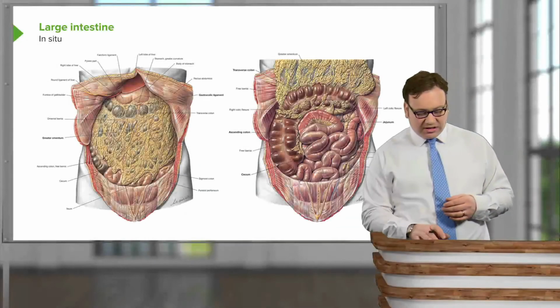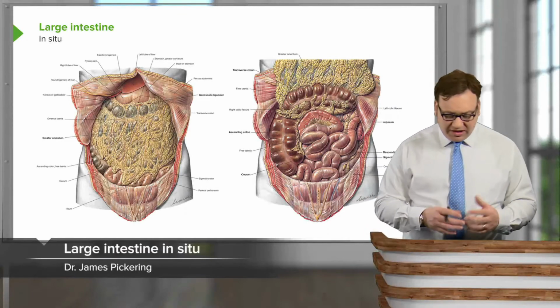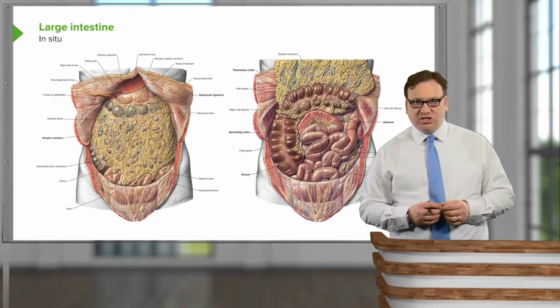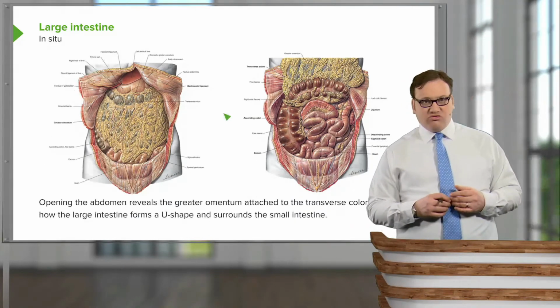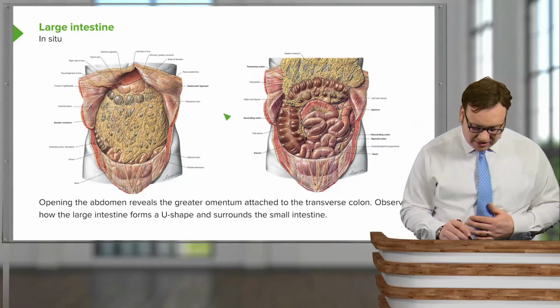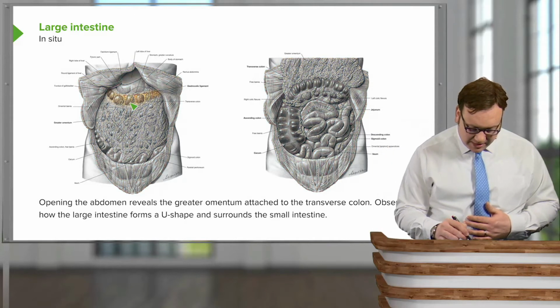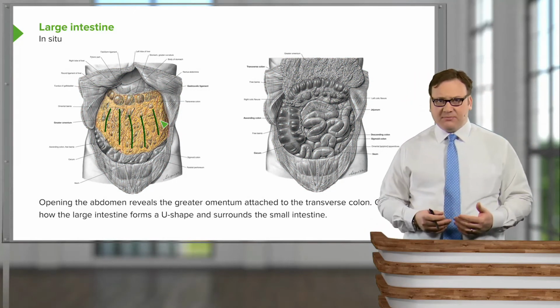So let's go on to explore the anatomy of the large intestine. We've seen these diagrams before in relation to the small intestine, and once again we can see that we have the greater omentum, which is hanging from the transverse colon, which we can see here, and the greater omentum, this apron-like structure, is hanging from it.